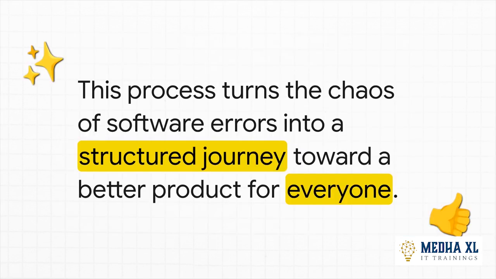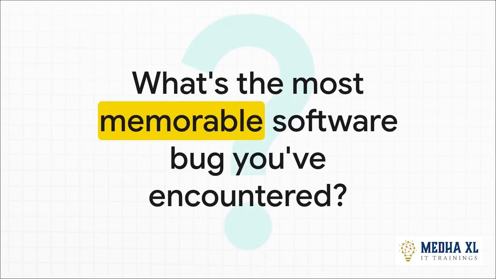When you get right down to it, the life cycle of a software bug isn't just a technical workflow. It's a system for communication and teamwork that transforms the potential chaos of software errors into an orderly, manageable journey toward a better, more functional product for all of us. And that is the full life story of a software bug.